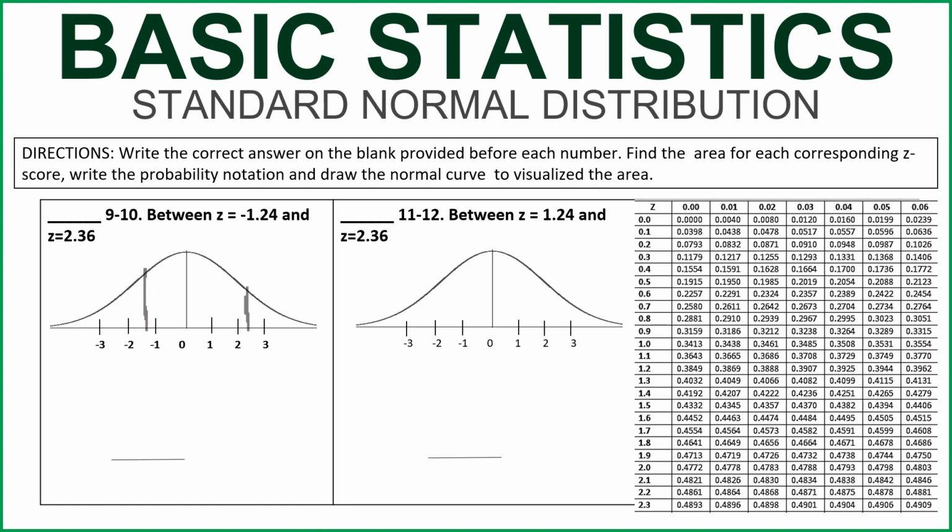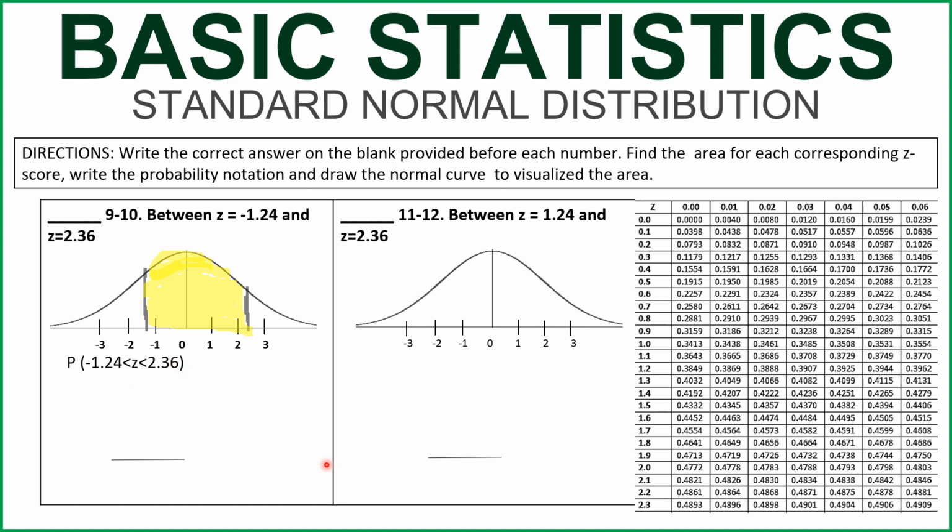After that, since the word is between, we will shade the area between those two z-scores. So after shading, let's find out the probability notation for this one. So what's the probability notation? You write on the left side the smaller value, which is of course the negative one. So we have the probability notation wherein z is greater than negative 1.24 and less than 2.36.